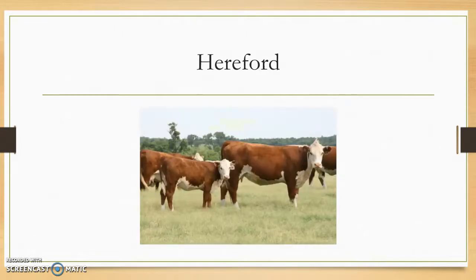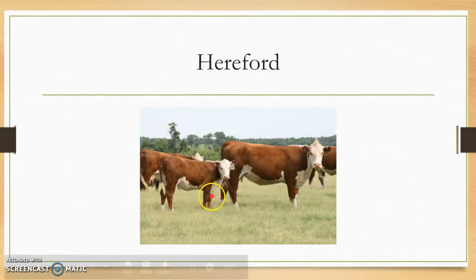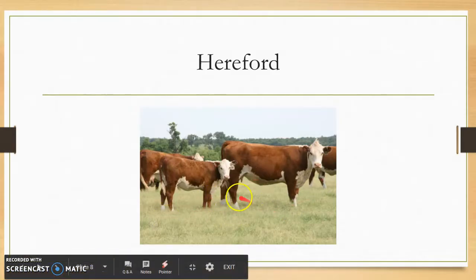Moving on, you have your Hereford. Herefords are easily identified by their 5 white points. So they have a white face. I should say 6 white points. White face, white belly, and 4 white feet. So you can see on this mama cow a little easier.